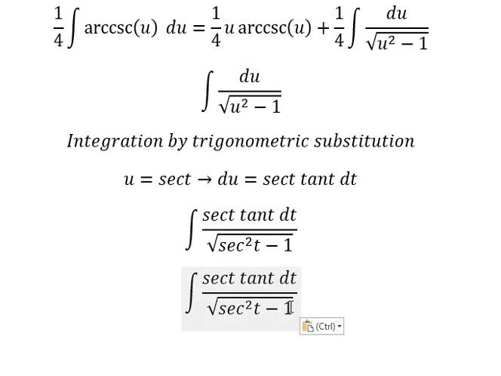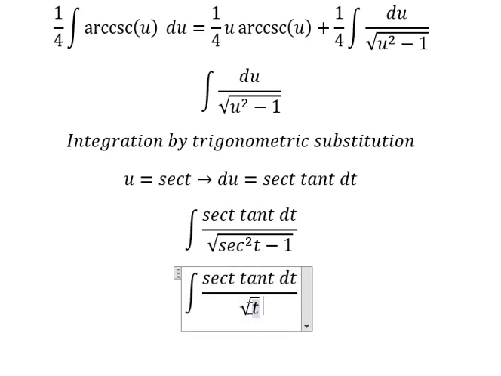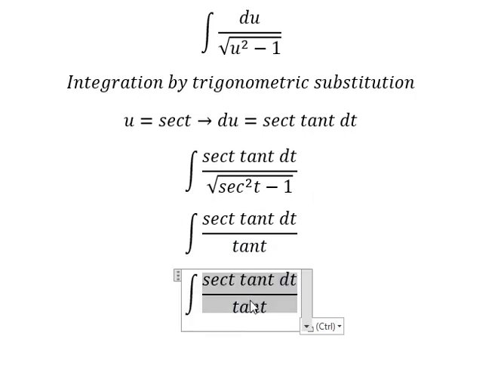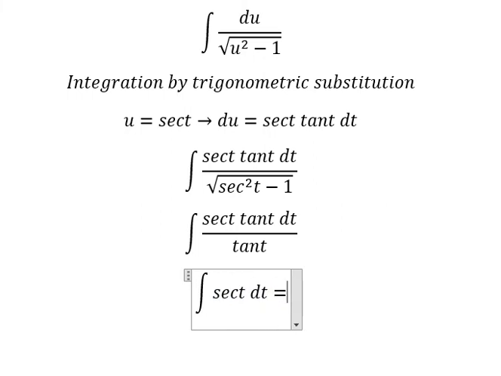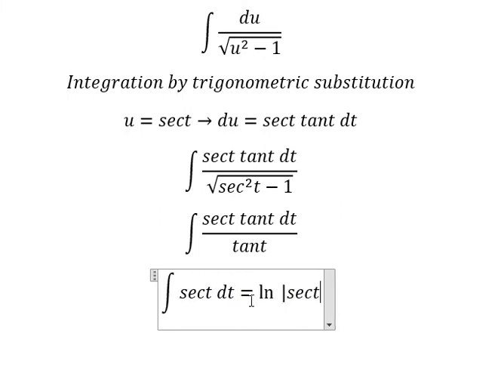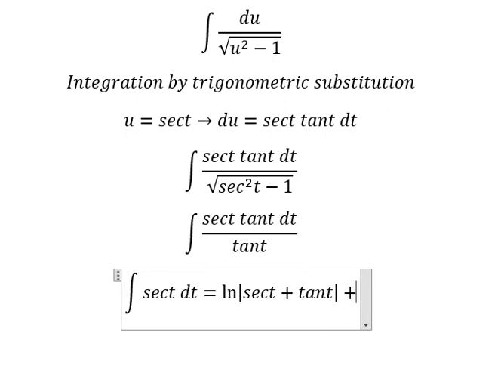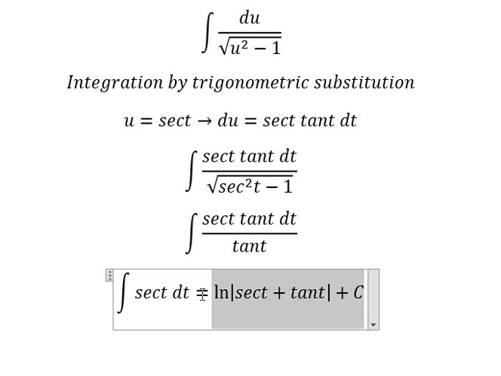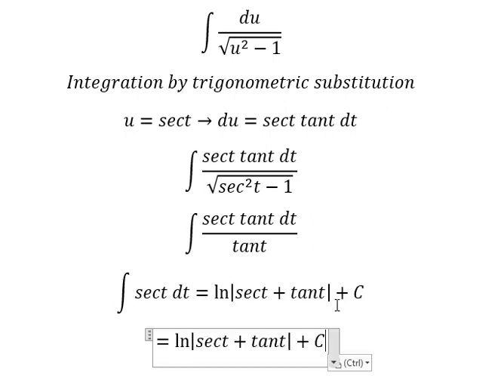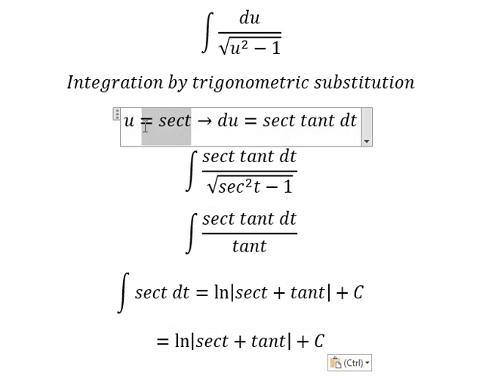So secant of t squared minus 1, you get tan t squared, and this one you get tan t. Now we just have secant of t. The integration of this one, you get ln of the absolute value of secant of t plus tan t, and we put c. About t in here, that's this one.